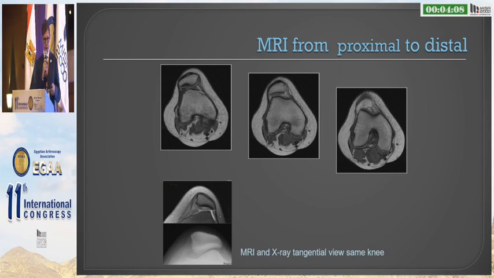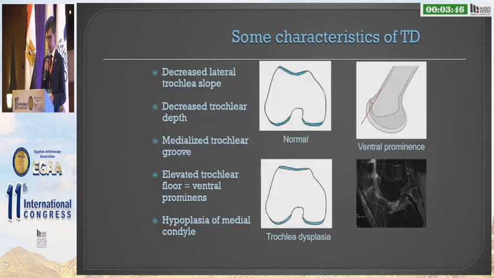And if you see on the picture, this is the MRI and this is the actual X-ray of the same knee, tangential view. So don't use the X-ray to evaluate trochlear dysplasia. Use the MRI. Some of the characteristics: the decreased lateral trochlear slope, the decreased trochlear depth, and a medialized trochlear groove, meaning asymmetry, the elevated trochlear floor, that is the ventral prominence.